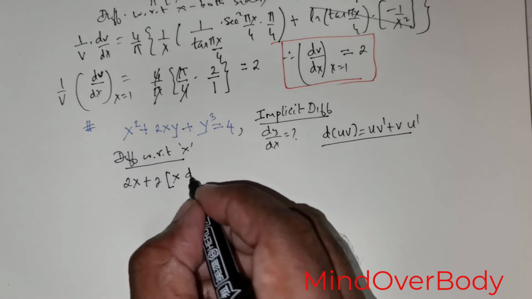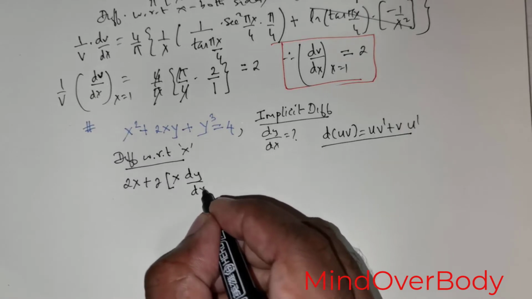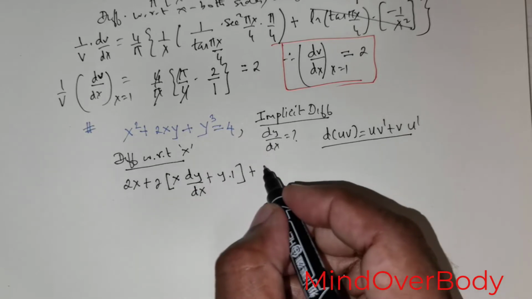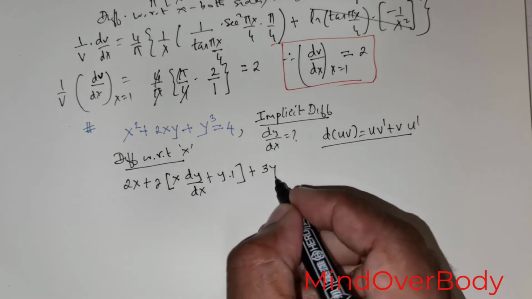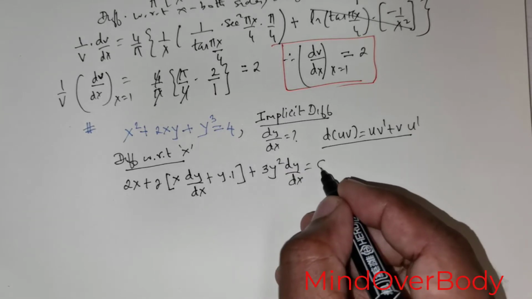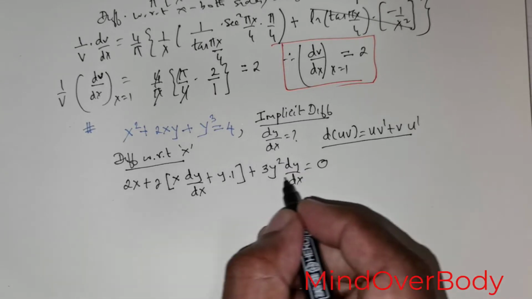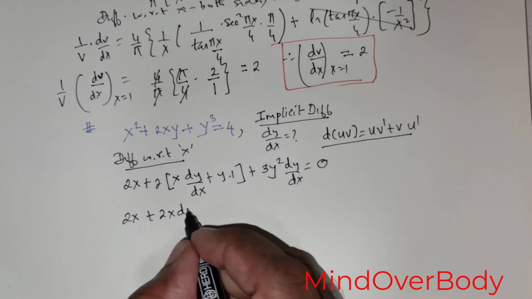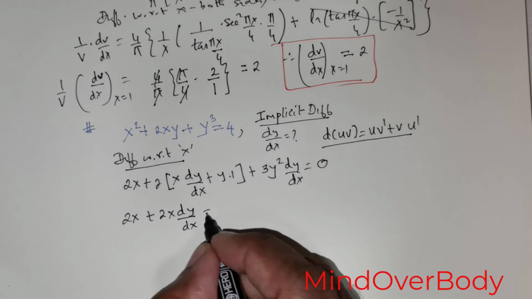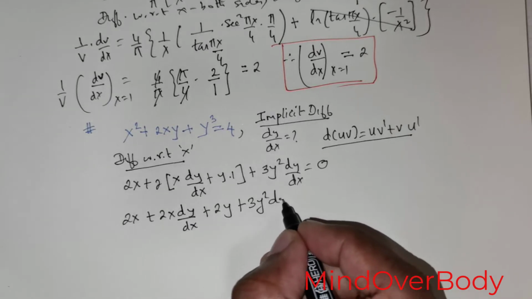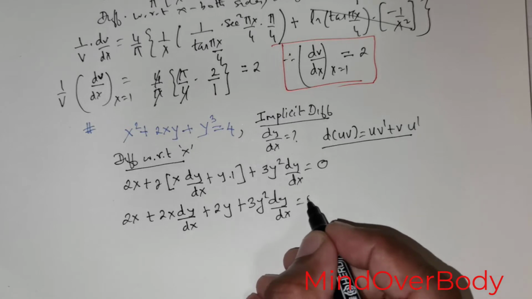So x times differential of y is going to be dy over dx. Positive y times differential of x is 1. Positive differential of y cubed is 3 times y squared times dy over dx. Differential of 4 is 0. Now we will collect all the dy over dx terms. So this is going to be 2x positive 2 times x dy over dx. Positive 2 times y positive 3 times y squared dy over dx is equal to 0.